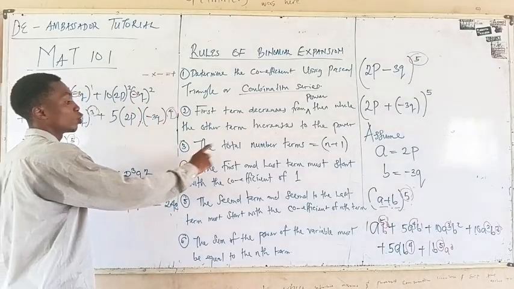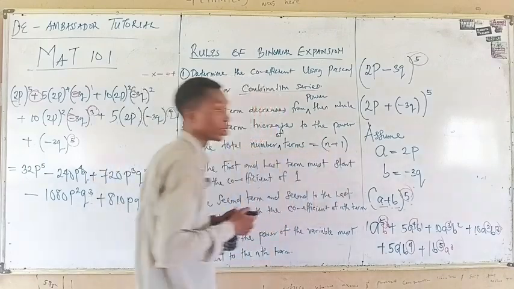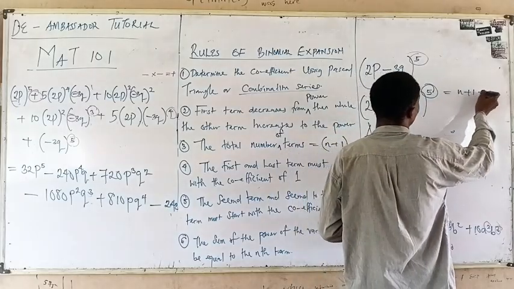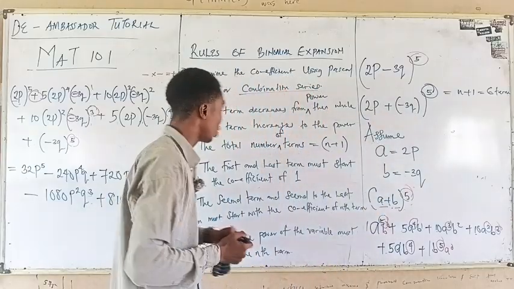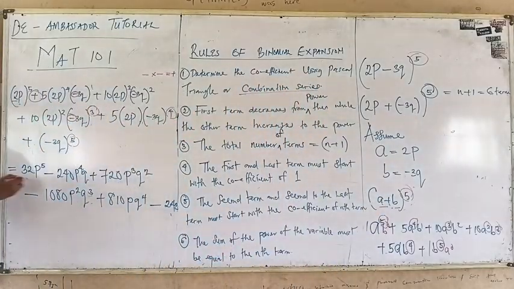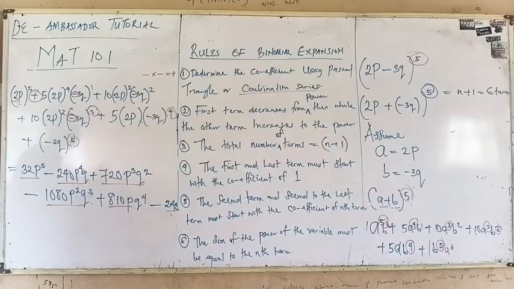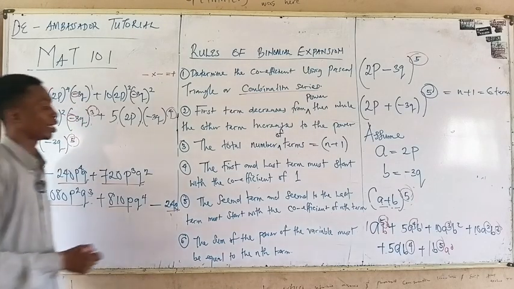Now what does this say? The total number of terms is equal to n plus 1. My n is 5, so n plus 1 is 6. This binomial expansion should have 6 terms in total. Let's look at it. This is 1, 2, 3, 4, 5, 6. If I don't have 6, or I have more than 6, it is wrong. If it is 5, it is wrong. If it is 4, it means the answer is wrong.